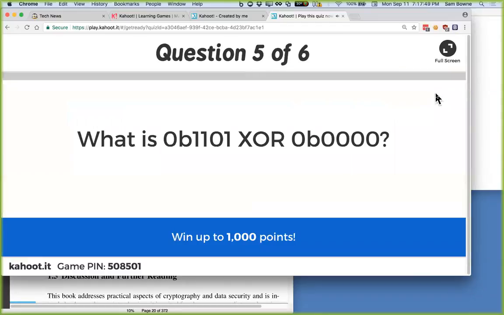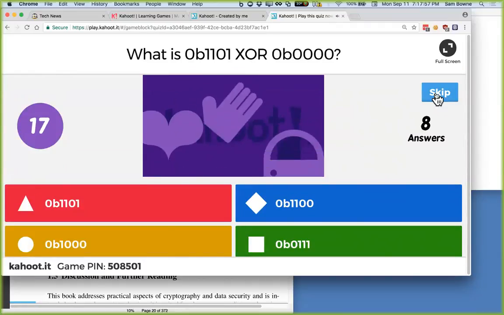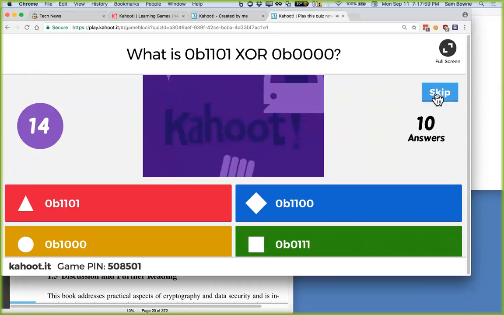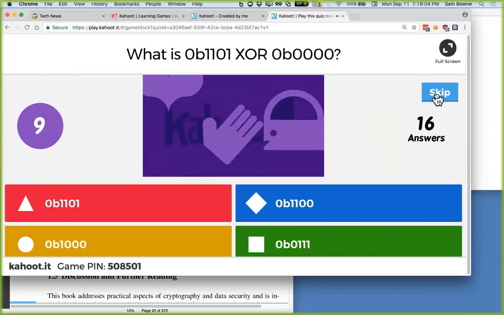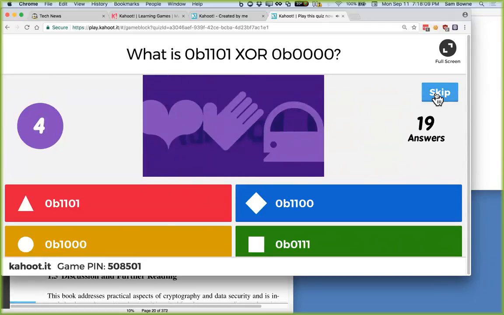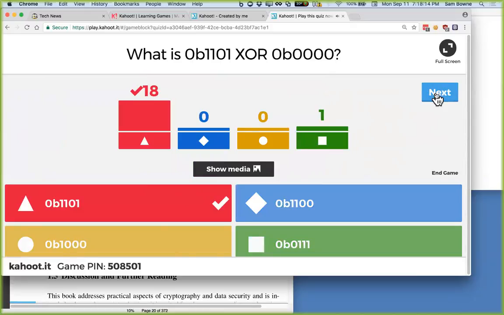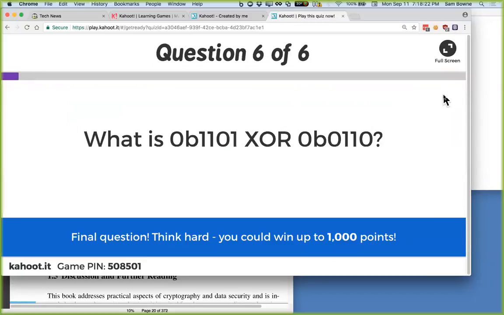All right. How about this one? 1101 XOR with 0. No, I generated it. Yeah. All right. That's right. It doesn't change. XORing with 0 does nothing. So it stays equal to 1101. All right. And there's one more. 1101 XOR 0110.